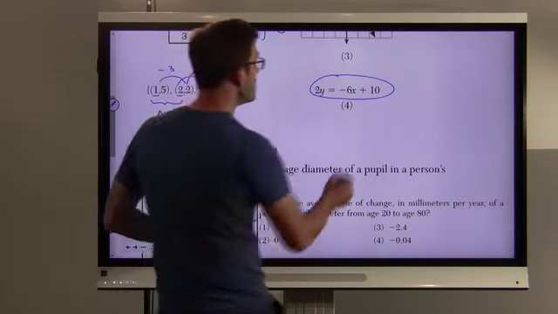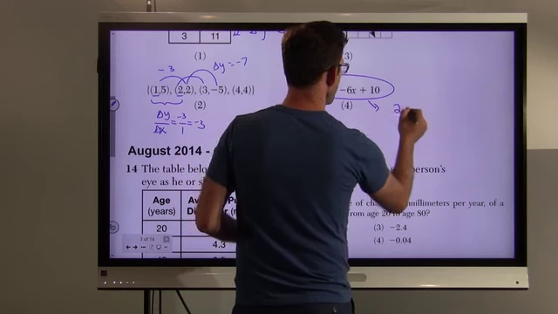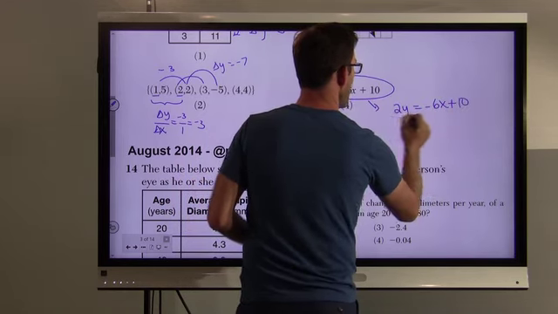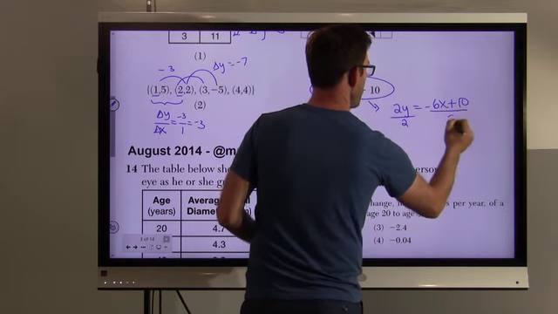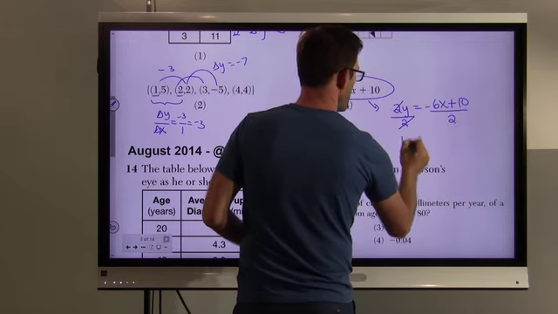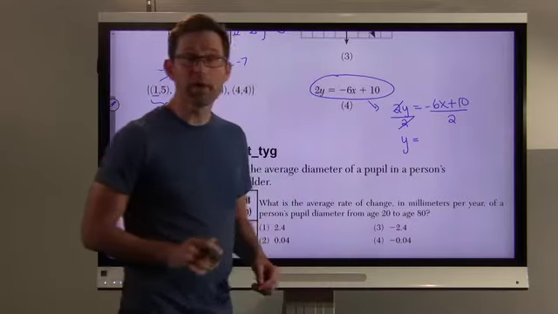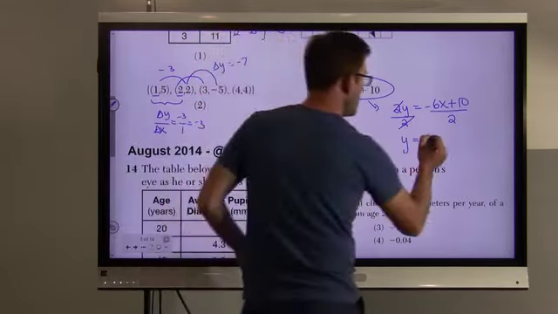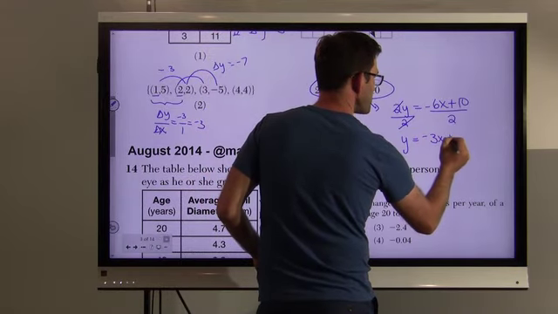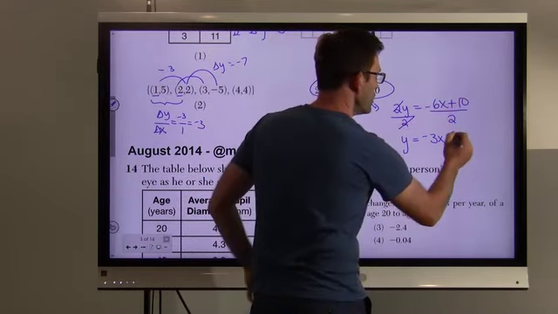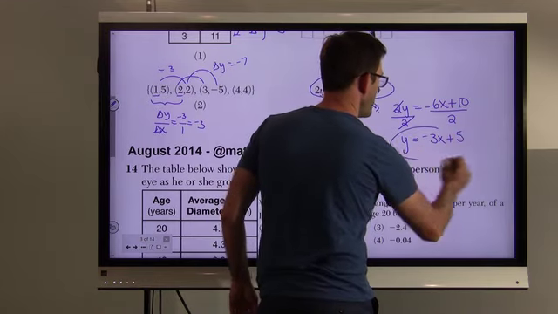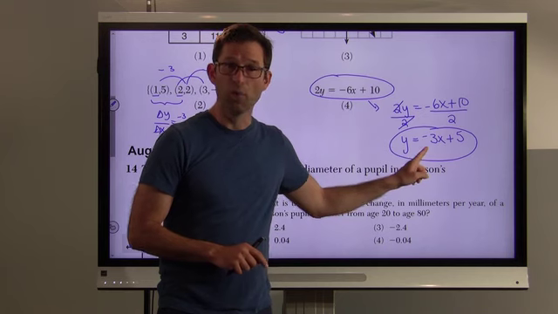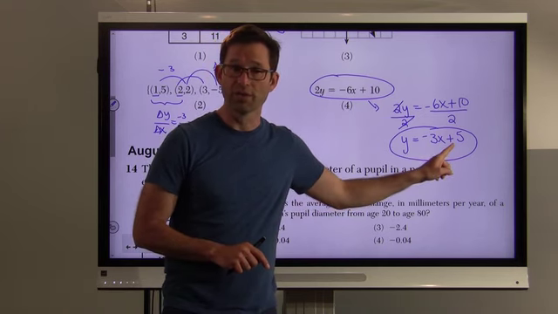In fact, if you take this thing, 2y equals negative 6x plus 10, and you divide both sides by 2, and remember, just like multiplication, division distributes, so I have to do negative 6 divided by 2, and that would give me negative 3x, and then 10 divided by 2, and that would give me positive 5, right? Here we have a line, a linear function, whose slope is negative 3, and whose y-intercept is 5.